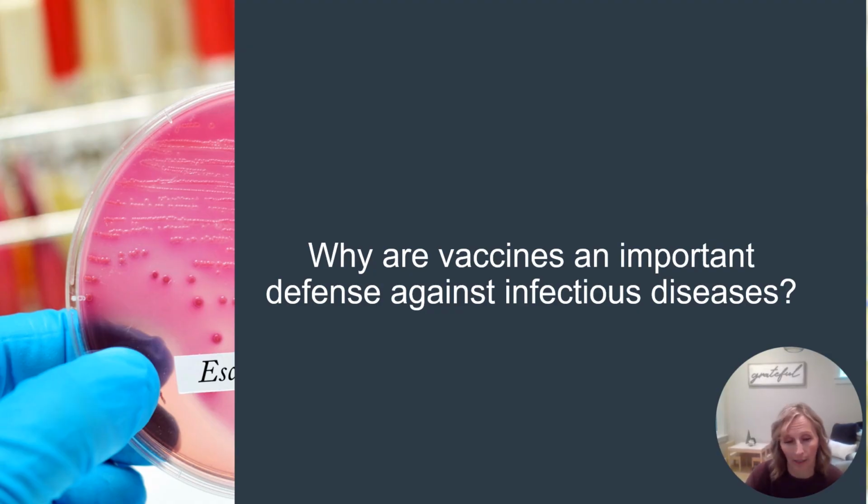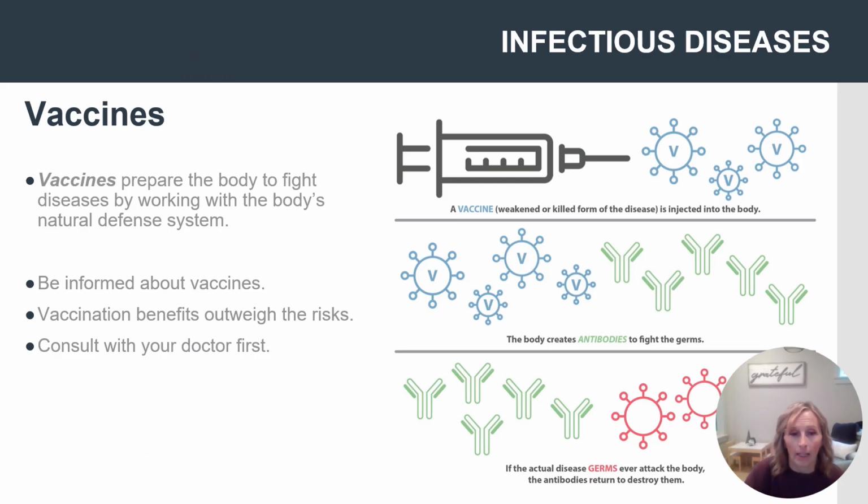So why are vaccines important? They prepare the body to fight diseases in a passive way by working with the body's natural defense system. So many vaccines are needed even for college students. We have vaccines to prevent bacterial meningitis. Tdap prevents tetanus and diphtheria and pertussis, which is whooping cough. HPV vaccine will prevent infection by the human papillomavirus and cancers that it can cause. And things like the seasonal flu vaccine, taken annually, can prevent infection by the most prevalent flu viruses during the upcoming flu season.